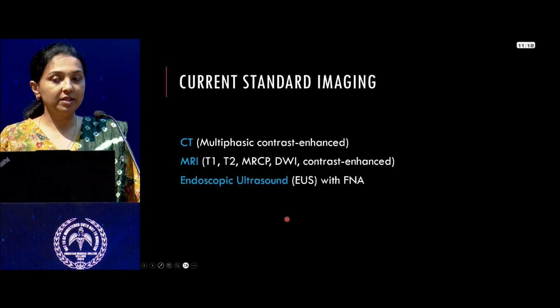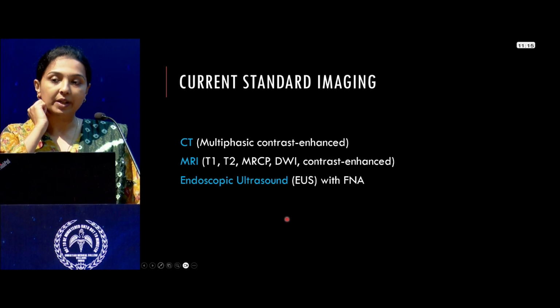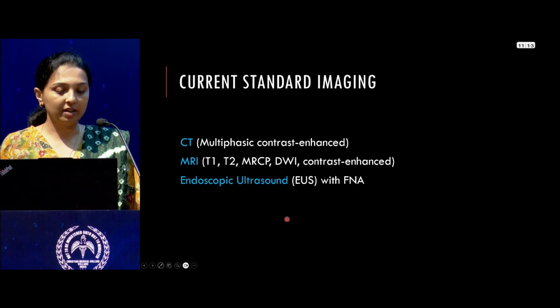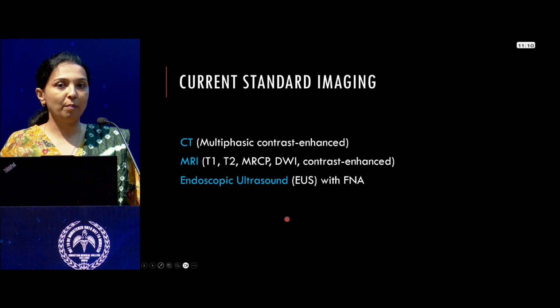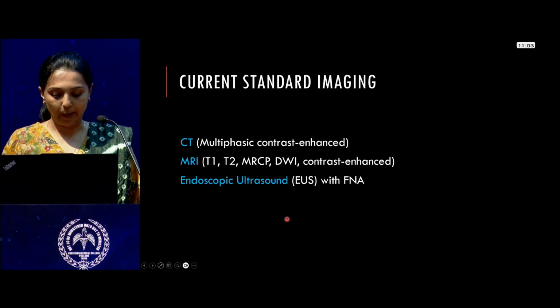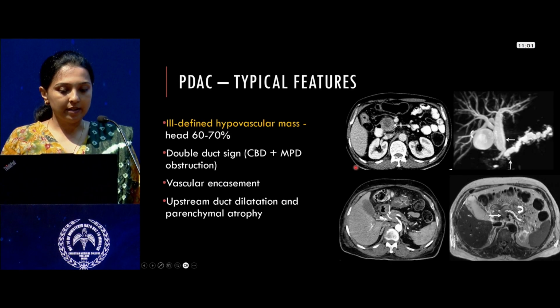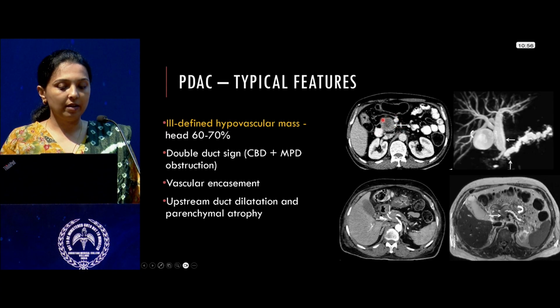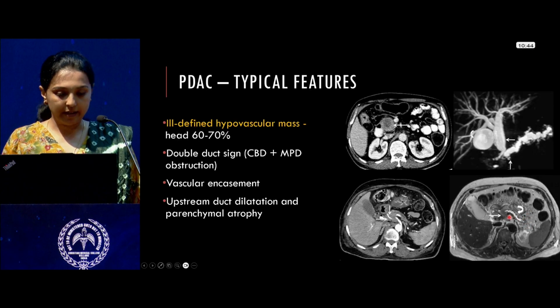Now, currently the standard imaging is that we begin with multi-phase contrast enhanced CT, which is the workhorse for pancreatic cancer imaging. Then we do MRI as a problem solving tool, followed by EUS and FNA. Pancreatic cancer typically appears as a hypo-enhancing mass relative to the rest of the pancreas. It characteristically causes the double duct sign, vascular encasement, distal atrophy and dilatation of the pancreatic duct.